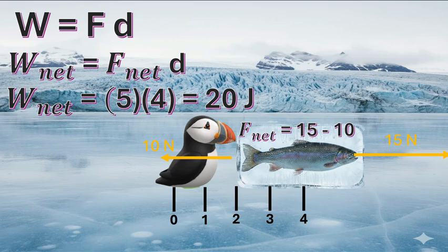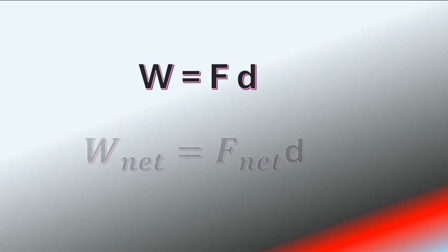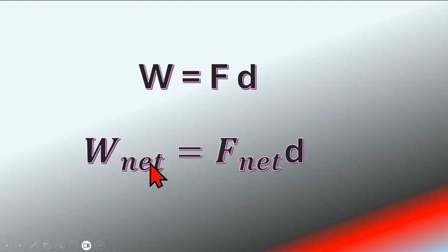All right. So to summarize, you would use work equals force times distance if you're looking at the work done by one particular force. But if you wanted to see the work done by all the forces and the resulting change in energy of that work, then you would use this equation. The net work is equal to the net force times distance.